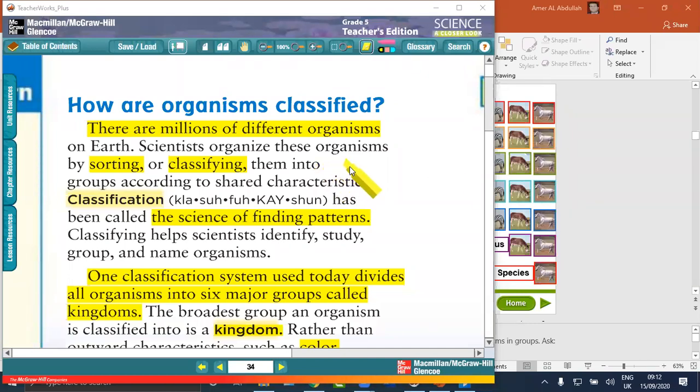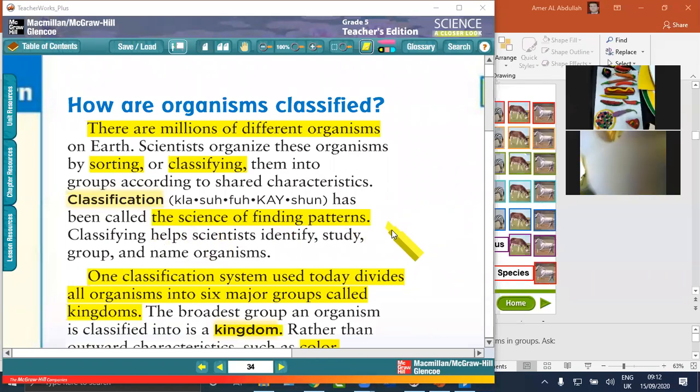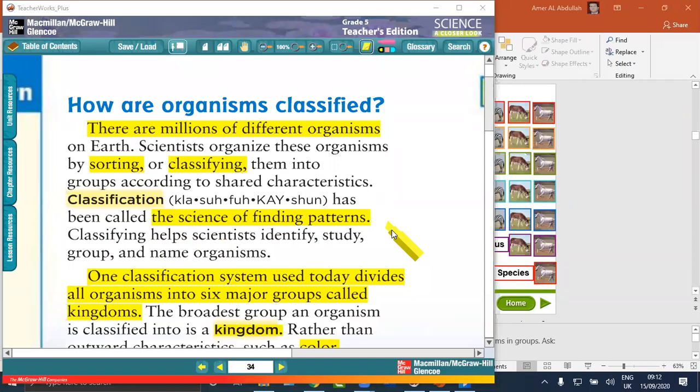Charvel, continue. Classification has been called the science of finding patterns. Stop here, please. The definition of classification: the science of finding patterns. If I ask you, define classification, you have to write: the science of finding patterns.